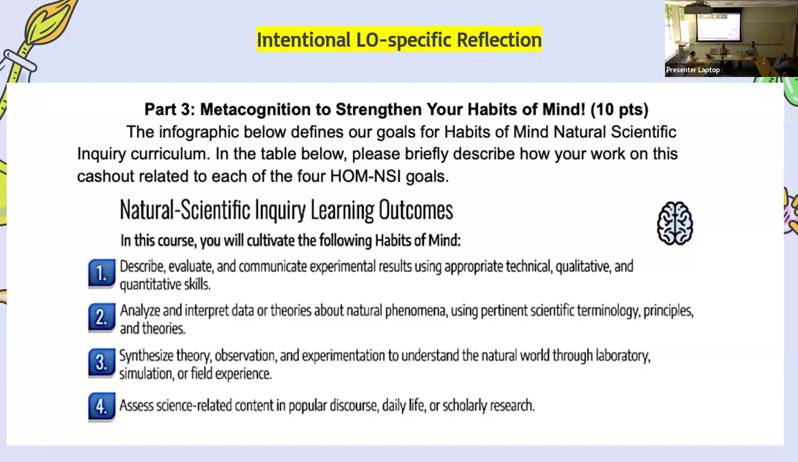The zoo project that Diamond mentioned a couple of times ended up being a very popular assignment that the students pointed to a lot in their surveys. I added in this step, part three, asking students to specifically think about the habits of mind learning outcomes. I presented the learning outcomes, but then gave them a table where they could explore how they did each thing. And I wasn't sure what I would get back. I was kind of afraid that students would be like, yeah, didn't get that. But Diamond, you can go to the next slide.